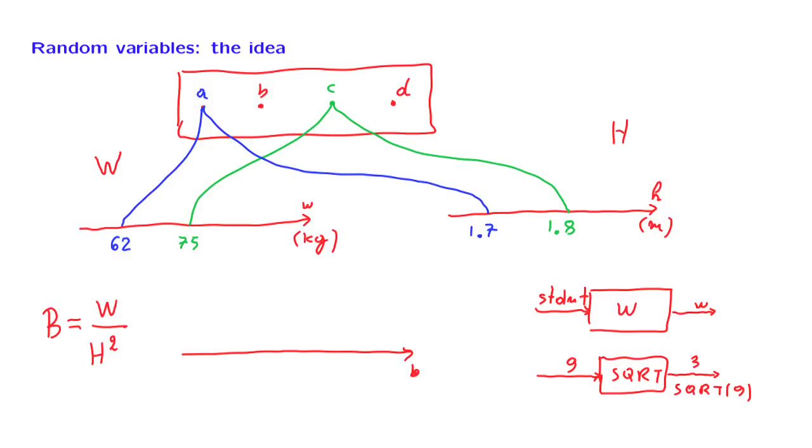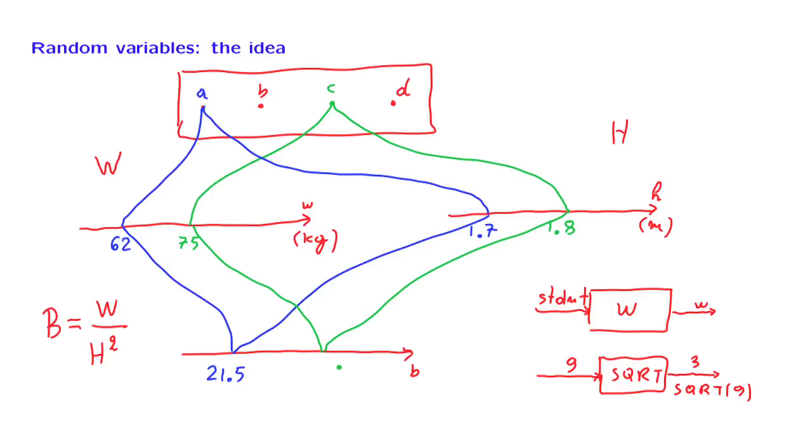Why is it a function on the sample space? Well, because once an outcome of the experiment is determined, suppose that the outcome of the experiment was the blue student, then these two numbers, 62 and 1.7, are also determined. And using those numbers, we can carry out this calculation and find the body mass index of that particular student, which in this case would be 21.5. Or if it happened that this student was selected, then the body mass index would turn out to be some other number. In this case, it would be 23.